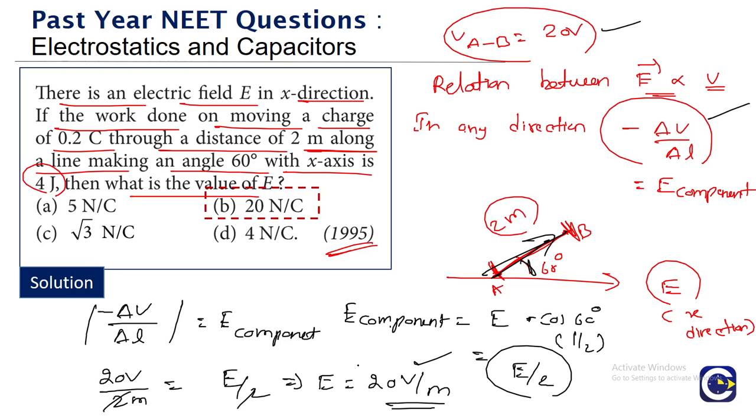So all we are doing is looking at the potential difference between the points A and B, and we are using the relation. What is the relation that is used? This is an important relation. In any direction, the electric field component will be equal to minus delta V by delta L.